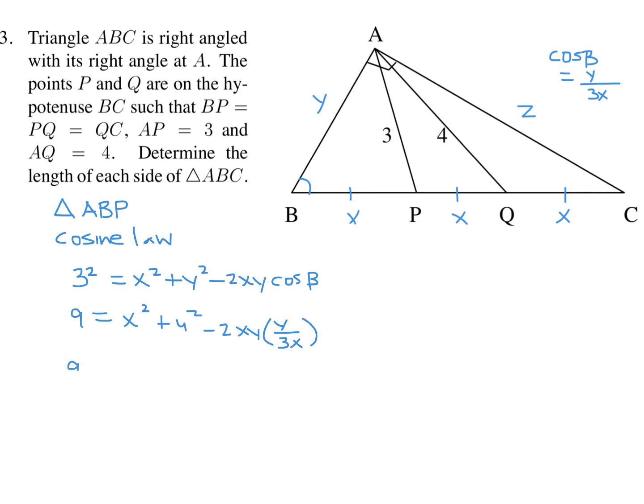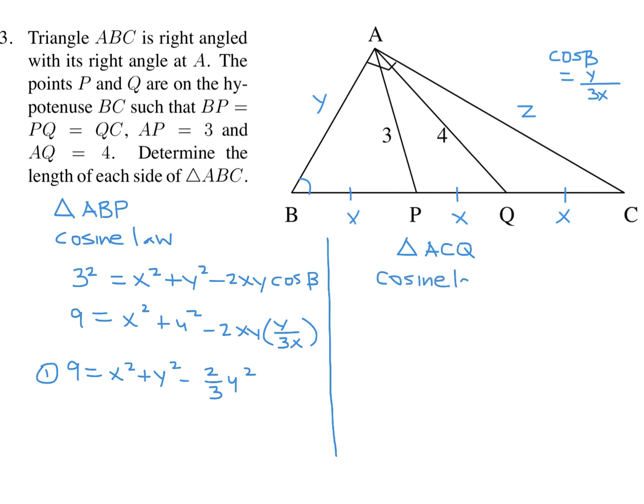So this is just 9 is equal to x squared plus y squared minus 2 over 3. The x's cancel and we just have y squared. And that is about as far as I can go. That's equation 1. All right, great. Now let's look at another triangle, triangle ACQ. ACQ, this guy right here. And same thing, cosine law again. And let's see here what we get.